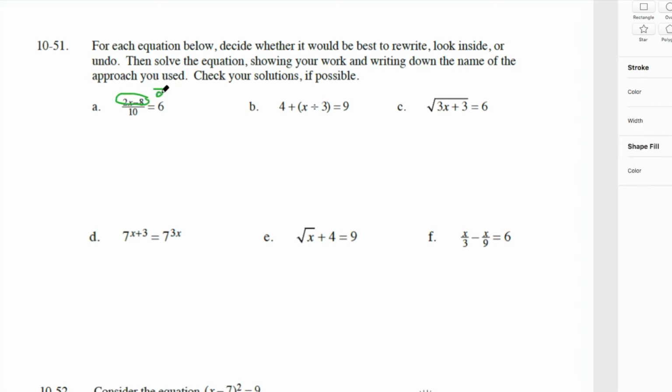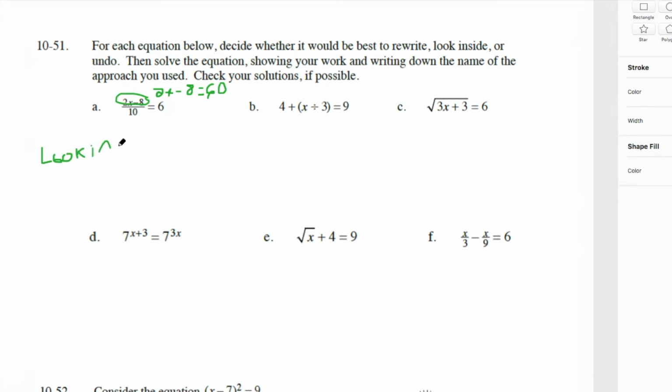I'm going to set this up: 2x minus 8. I'm going to do looking inside for this one. 2x minus 8, what would it have to equal? If it were being divided by 10 and the right side happens to be equal to 6, what would our numerator have to be here? Oh, it would have to be 60. That's right, because 60 divided by 10 is 6. So that's how I would do this one. I would do looking inside for this one.